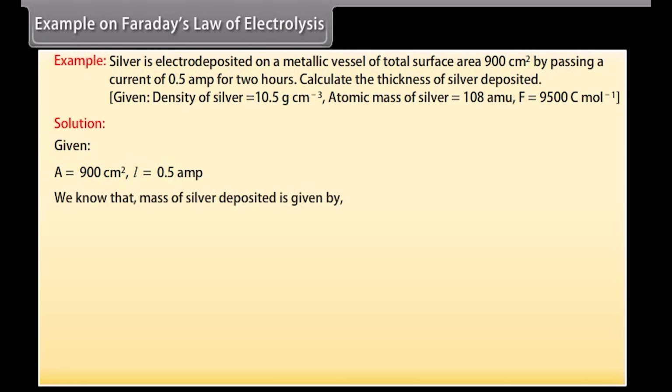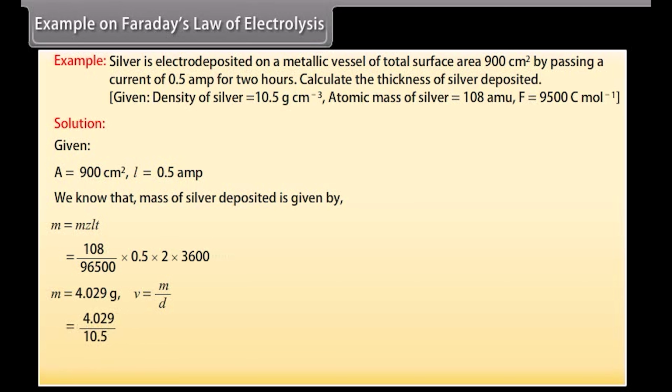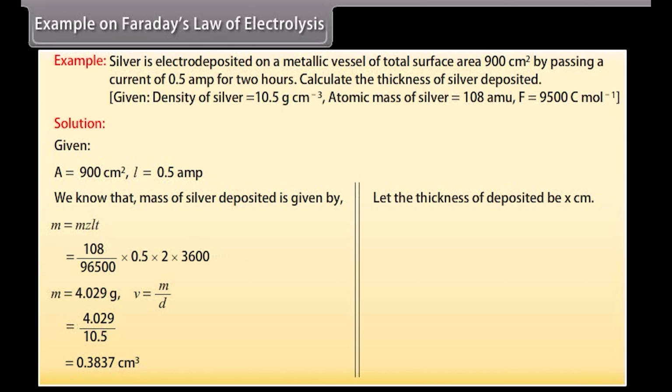We know that mass of silver deposited is given by M is equal to ZIT. By putting the values, we get M is equal to 4.029 gram. We know that V is equal to M upon D. By putting the values, we get V is equal to 0.3837 centimeter cube. Let the thickness of deposited be X centimeter.